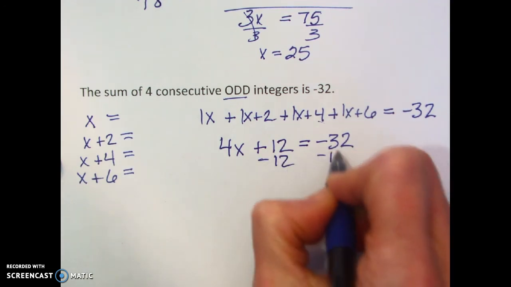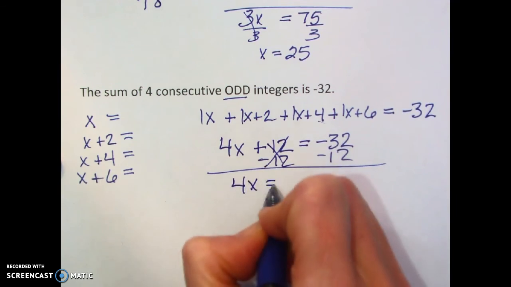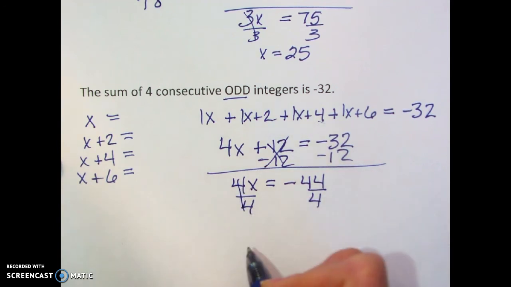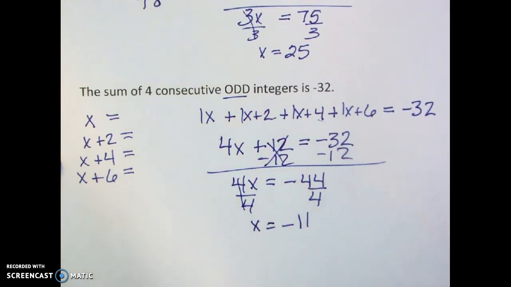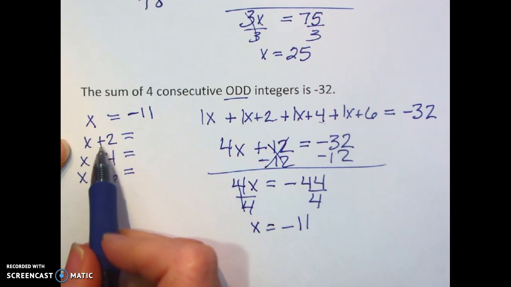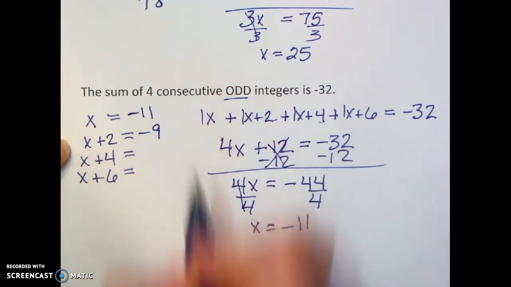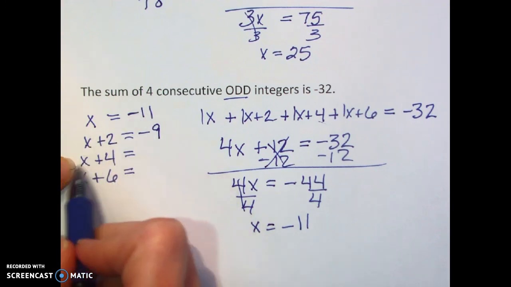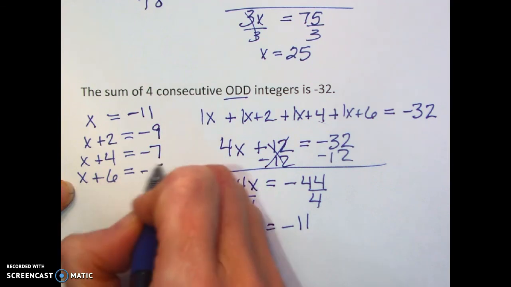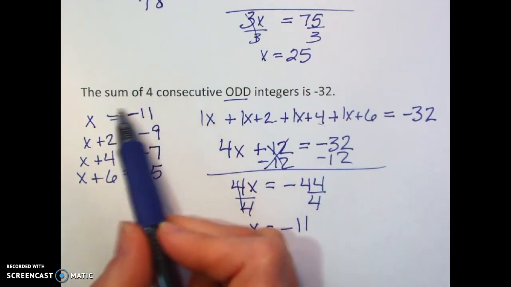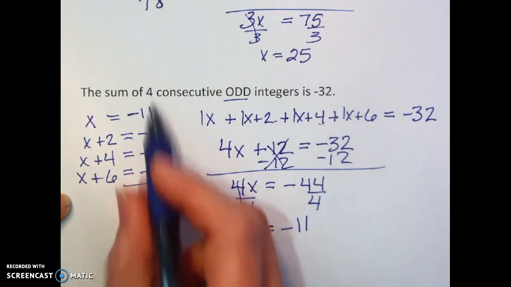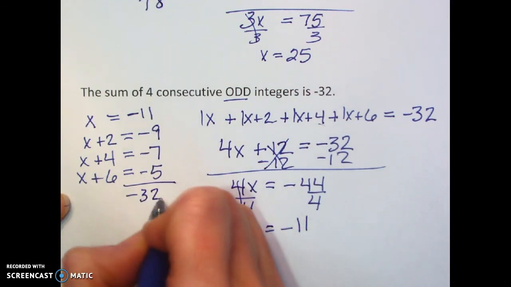Solve it. Subtract 12 on both sides. 4x equals negative 44, divide by 4 on both sides, and x equals negative 11. So our first number is negative 11. This is a little tricky. Negative 11 plus 2 is what? Negative 9, not negative 13. Then negative 11 plus 4 is negative 7, and negative 11 plus 6 is negative 5. So there's our 4 consecutive odd integers. These are odd numbers, and if you add these up, they add up to negative 32. So you can check your work.